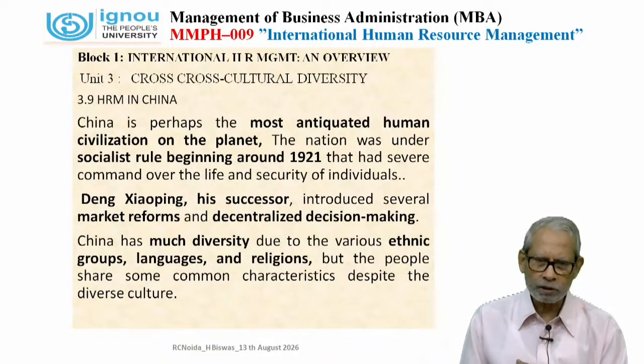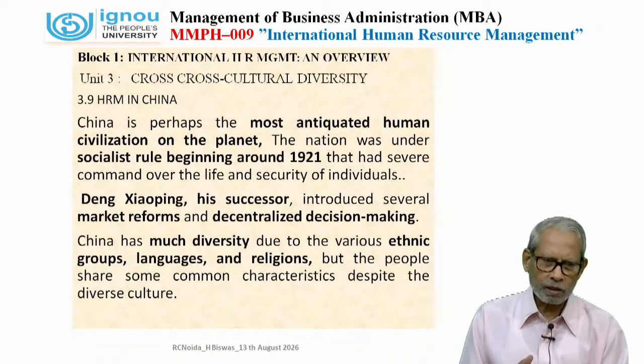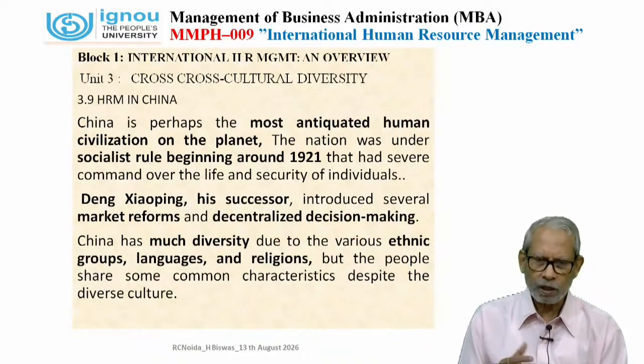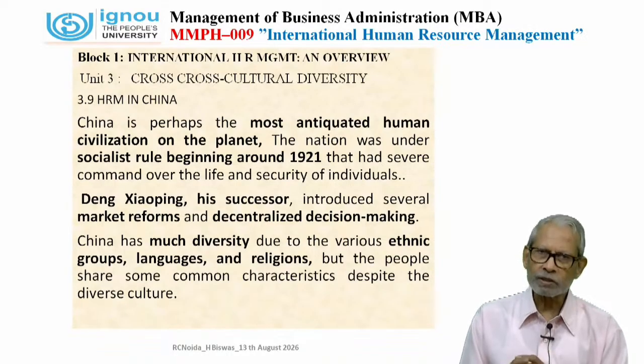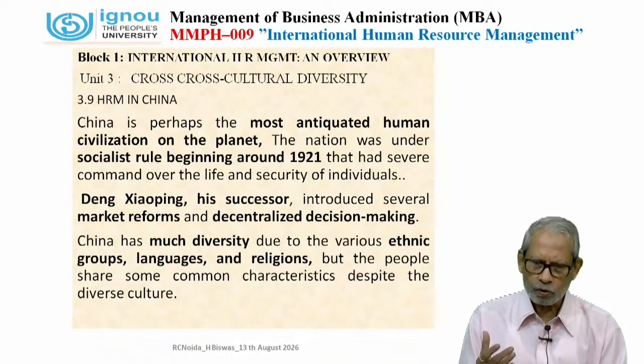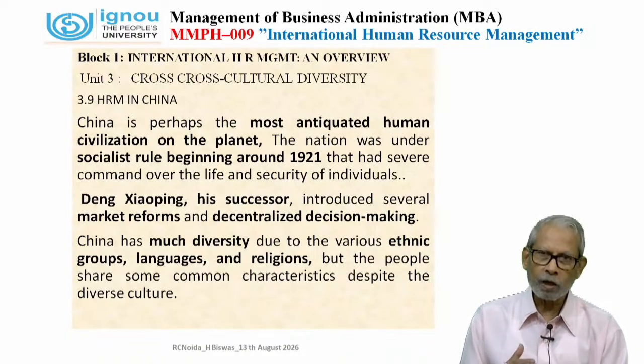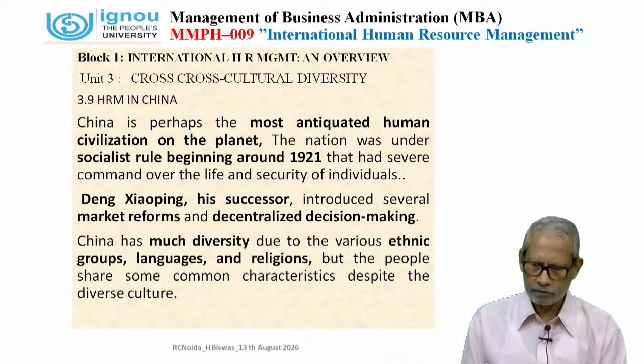China has one of the most acquainted human civilizations on the planet. The nation was under socialist rule beginning around 1921. Then, as you know, some reforms have gone through, and decentralized decision making is there. China has much diversity due to its various ethnic groups, languages and religions.